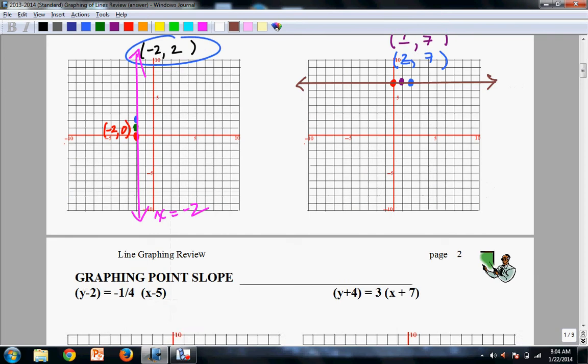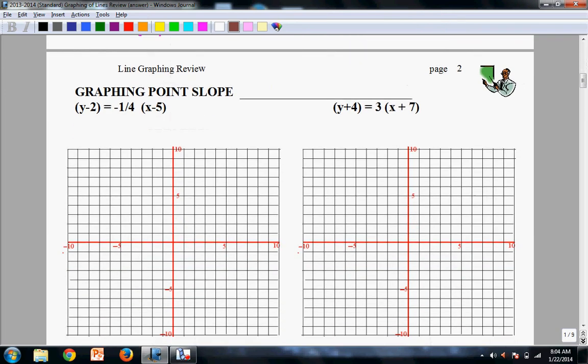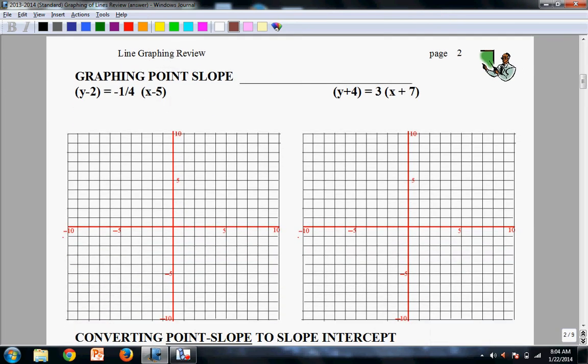Okay, so that you should be familiar with. That one you're familiar with. This third one you're familiar with. Oh, no, you're not. So this is called graphing point slope. You may have seen this before, but we haven't used it too often. This is called the point slope formula.